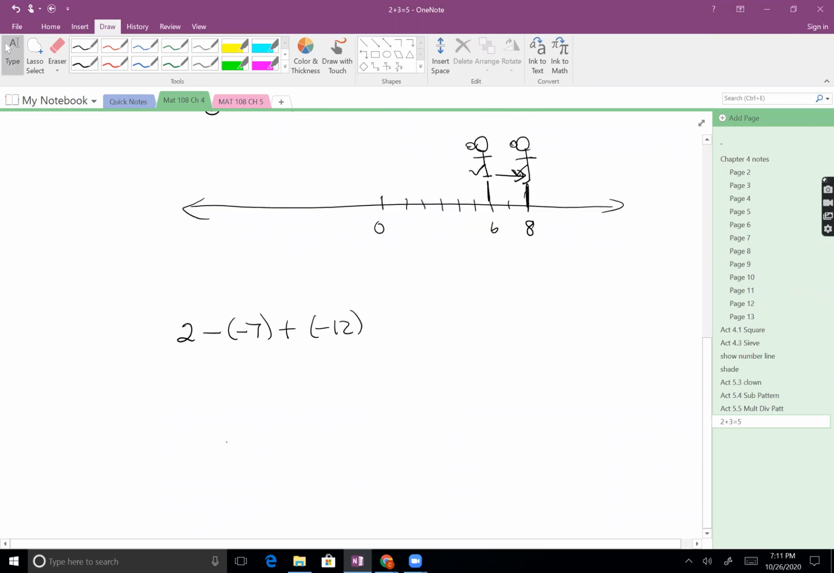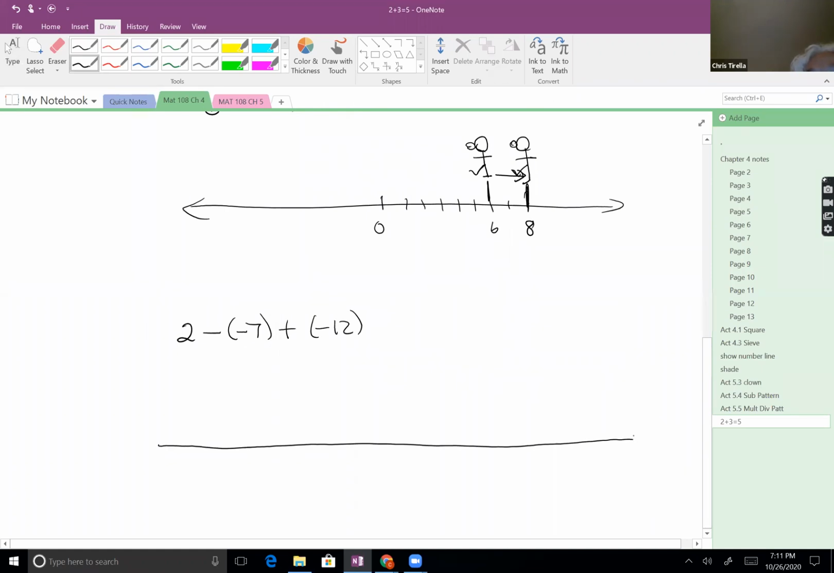Well, let's do it with the clown now. The next one was 2 minus -7 plus -12. So we're going to start on 2. Because it's subtraction, he's going to face left. Because it's negative, he's going to go backwards. Negative is backwards 7. 1, 2, 3, 4, 5, 6, 7. And so that takes him to here.